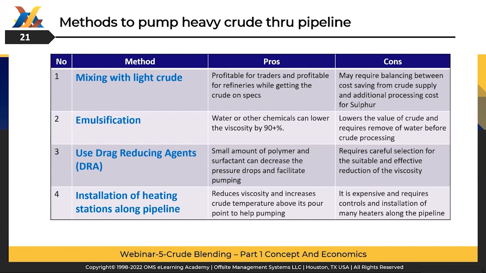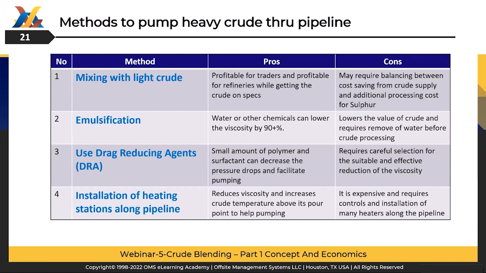The traders or marketers add water and other chemicals, which can lower the viscosity by 90% plus. It lowers the value of the crude and requires removal of water before crude processing. So refineries don't want to pay the value of crude for the water. They have to either discount it or process it additionally to remove the water from the crude.